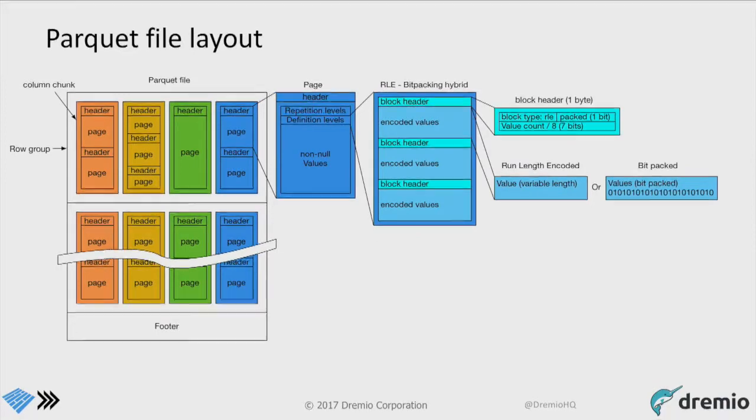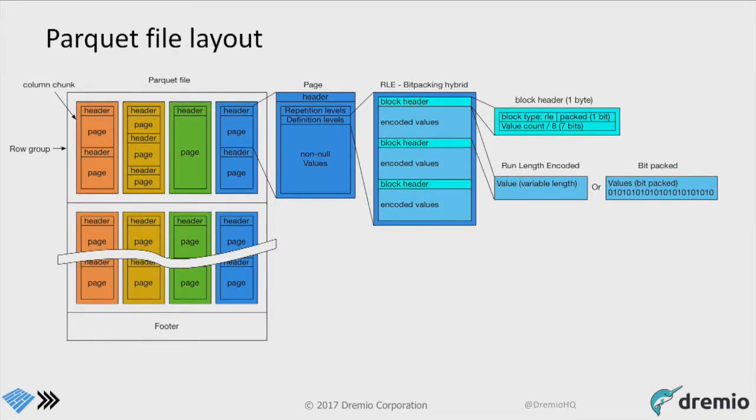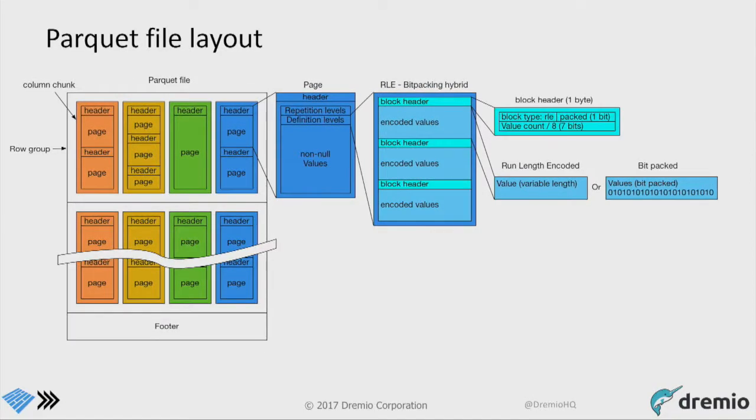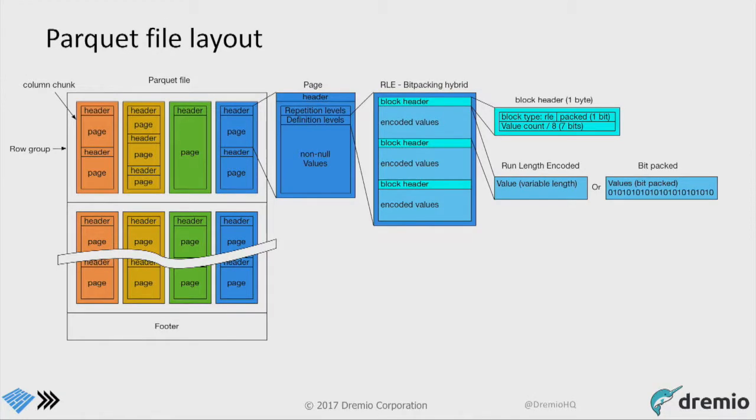So if we look inside a page, you will have a header followed by the repetition and definition levels. And so this is a small overhead that contains the information if the data is nested or is nullable, or where the nulls are, where the lists are starting. And then you have all the values. So it would be the same thing as flattening all the values for that column and storing them one after the other. And then you have extra information to figure out where the nulls are, or which values are part of what list if the data is repeated.